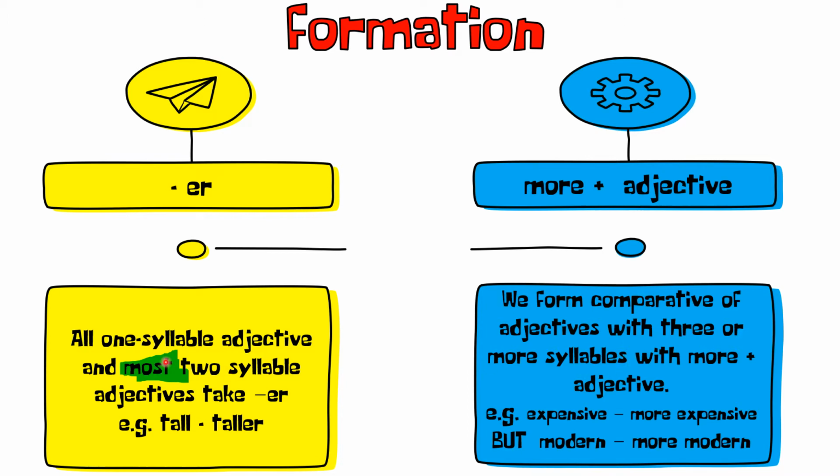Or, like the one you say, a few of the 2 syllable adjectives also use more plus the adjective. Adjective here means we just maintain the original word and no need to add on er. Alright? Okay, so take a look at the example. Expensive, it will be more expensive. Another one, beautiful, it will be more beautiful. Comfortable, it will be more comfortable.